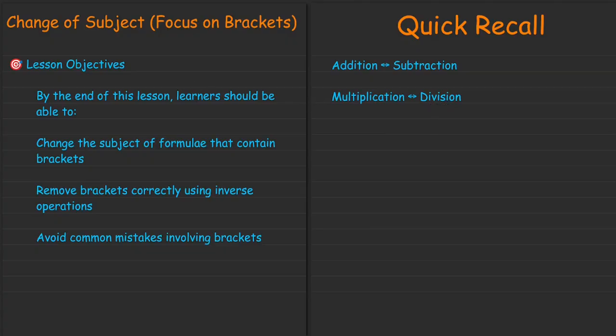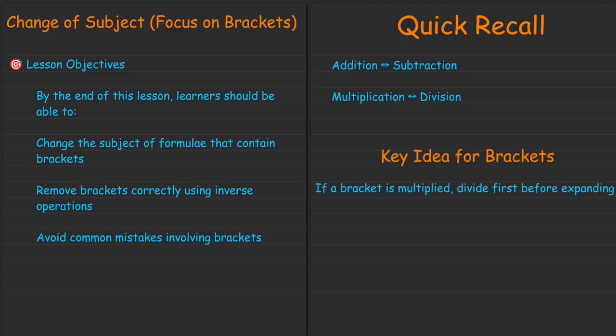When it comes to expressions or formulas containing brackets, if the bracket is multiplied, all we do is divide first before expanding. Take note, you divide first before expanding. So you only expand the bracket when it is necessary. Let's take some practical examples so that we get to understand what I'm talking about.